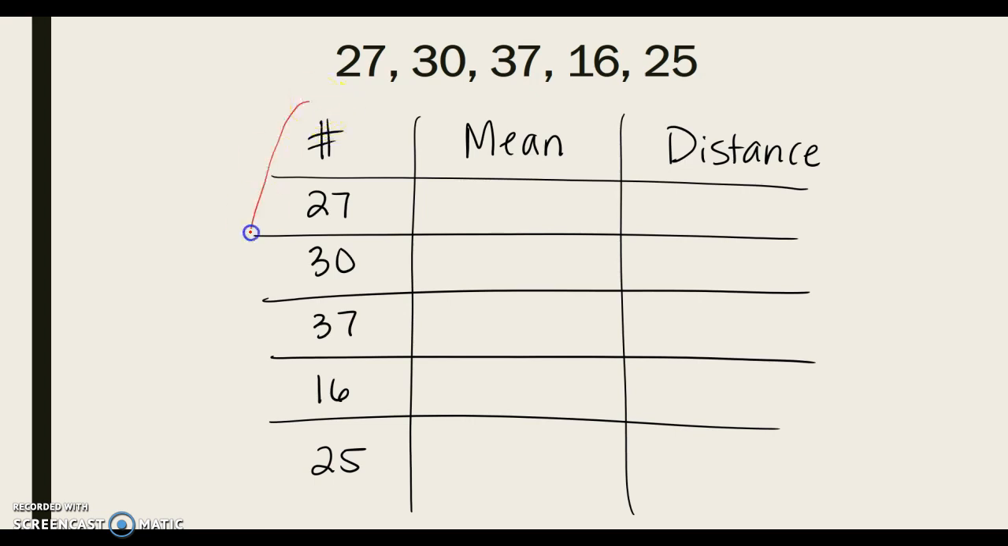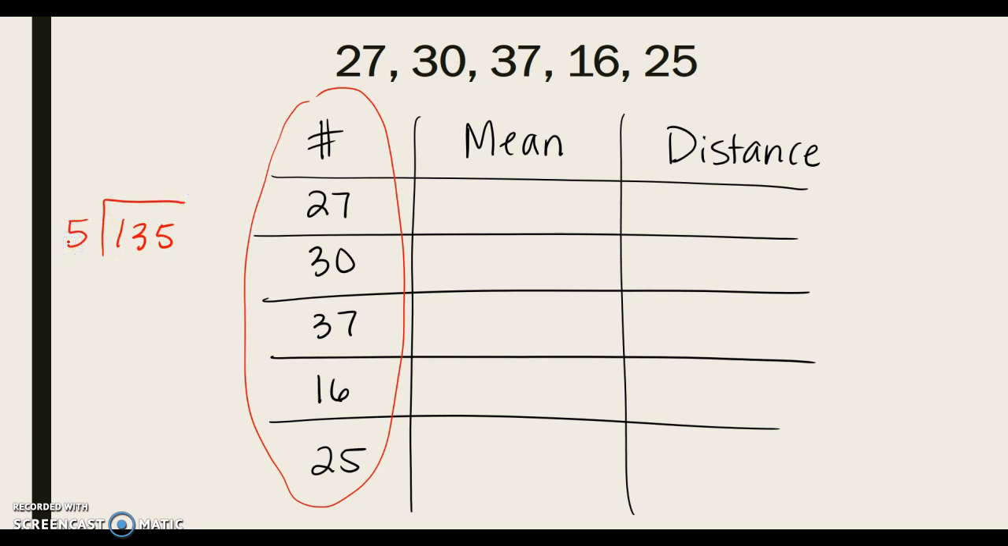My first column here is our original numbers in our data set. And our step one of finding the mean absolute deviation is finding the mean of these original numbers. So we need to add up or find the sum of these 5 numbers. So if we were to take 27 plus 30 plus 37 plus 16 plus 25, we get the sum 135. And we're going to divide that by 5.